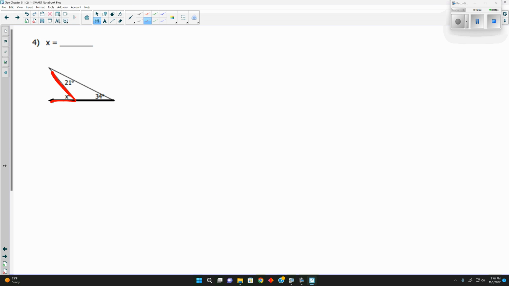So let's look at an example of this. So here, x is our exterior angle. X is the exterior angle. What are the opposite two interior angles? So here, x is equal to 21 plus. Solve.